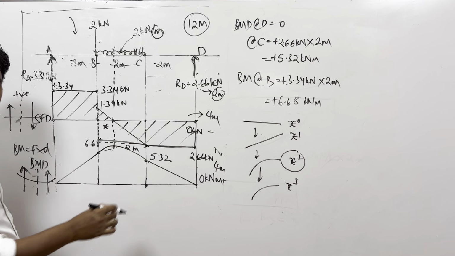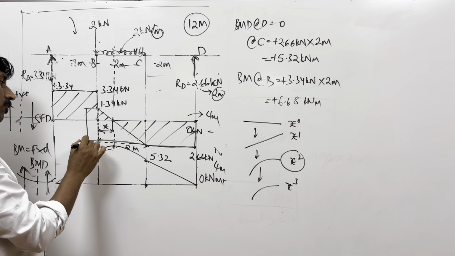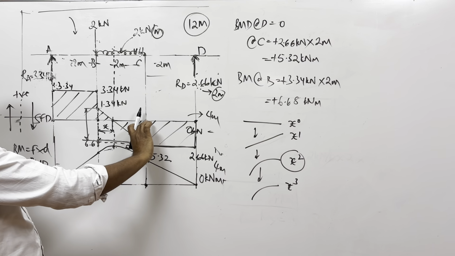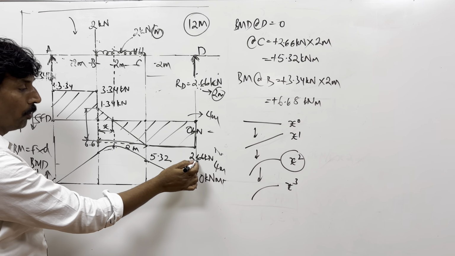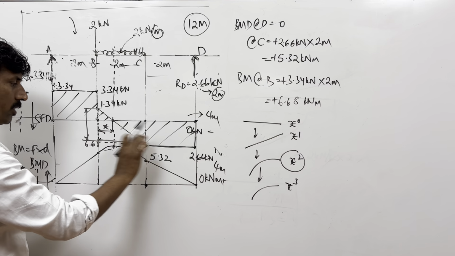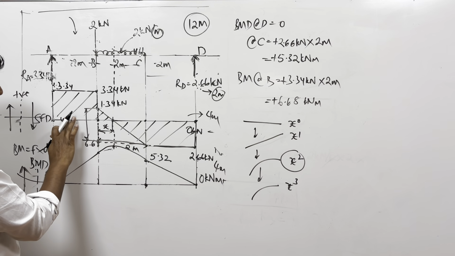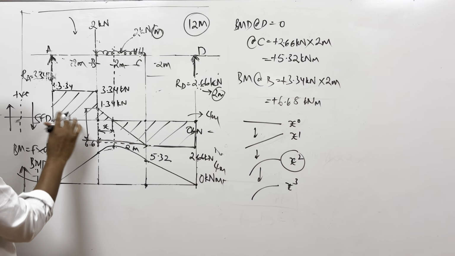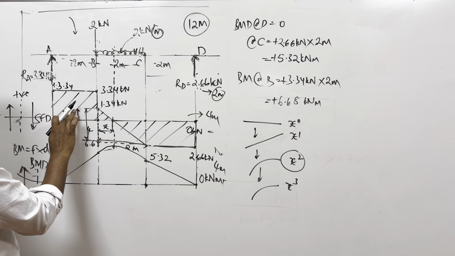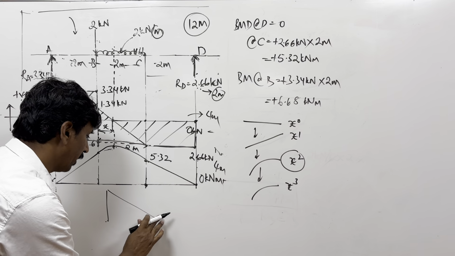I want to know what this x is. X is the distance here. What is the total height of the triangle? 1.34 plus 2.66. So what is the total height? 4. So 4 is the total height. Don't worry about the unit. And what is this height basically? 1.34 is this height.